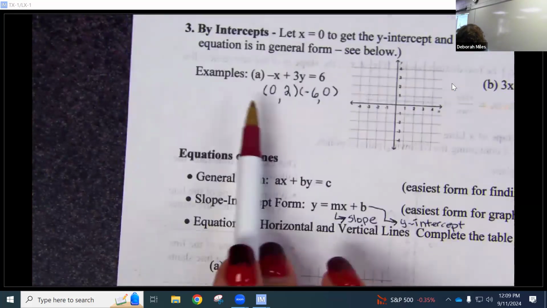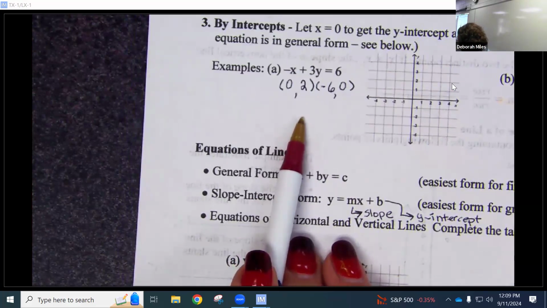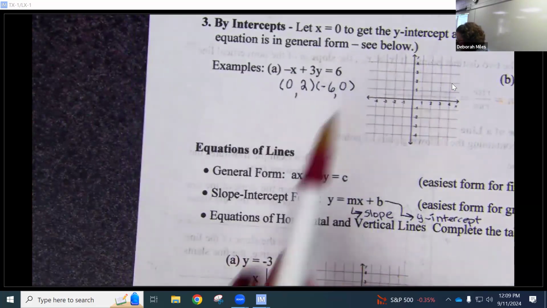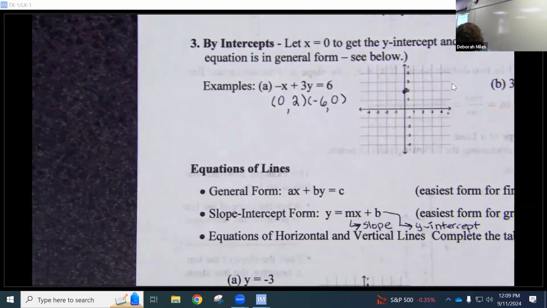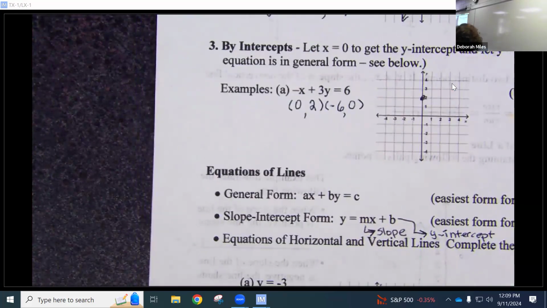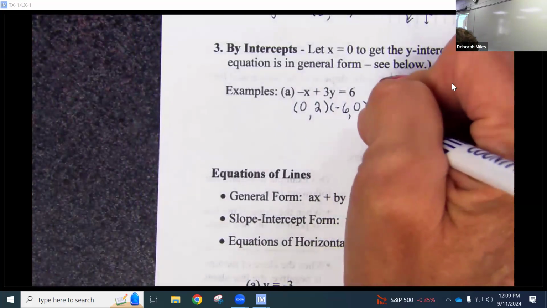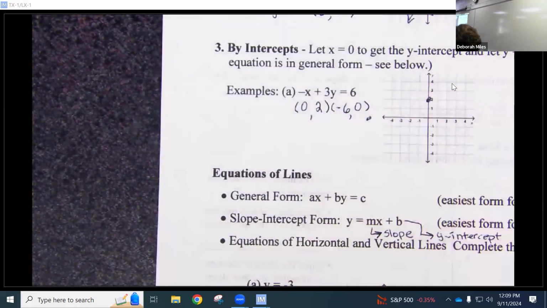So super easy to find the intercepts when your equation is in this form. And that's all you need to graph it. 0, 2 is on the y-axis. -6, 0 is over here, just a little bit off the left side of my graph.